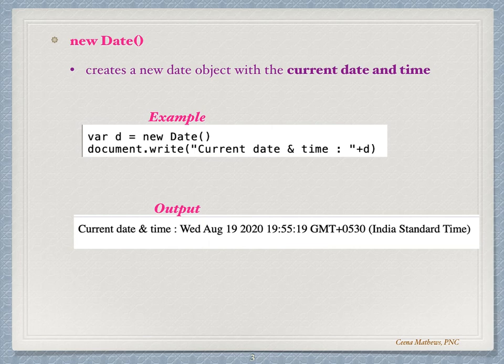It displays the date along with the weekday as well as the hours, minutes, seconds, and it specifies the standard used, that is the time zone, GMT plus 5:30. GMT is Greenwich Mean Time, and Indian Standard Time is 5.5 hours ahead of GMT, and that is why it has been displayed as GMT plus 5:30.